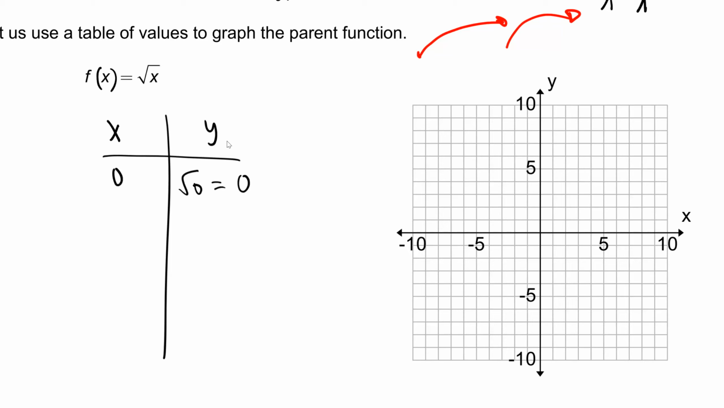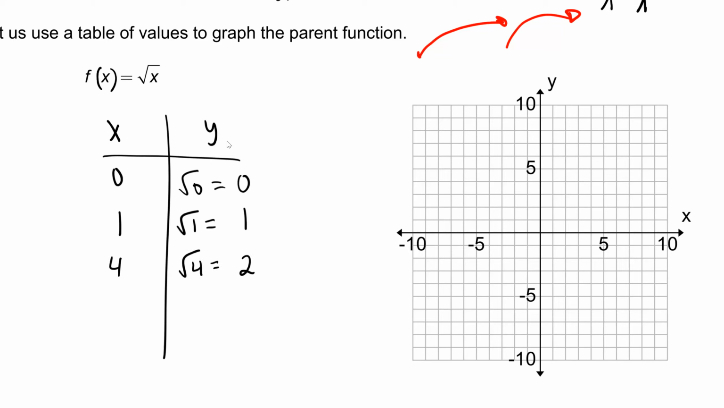Okay, 1. You said that before, but I was looking for 0. What is the square root of 1? 1. Okay, now here's the tricky part. Do you want to put 2 under there? Because there's really 4 or 5 specific coordinates that we always plug in, because we want to graph nice integer numbers, not decimals. Do I want to put 2? Square root of 2? No. 3? No. 4. What is the square root of 4? 2. Okay. Do we sense a pattern?